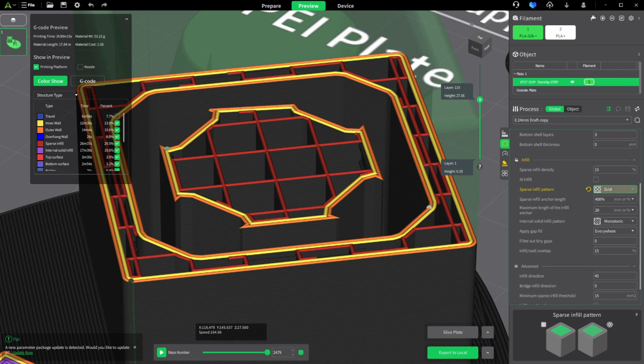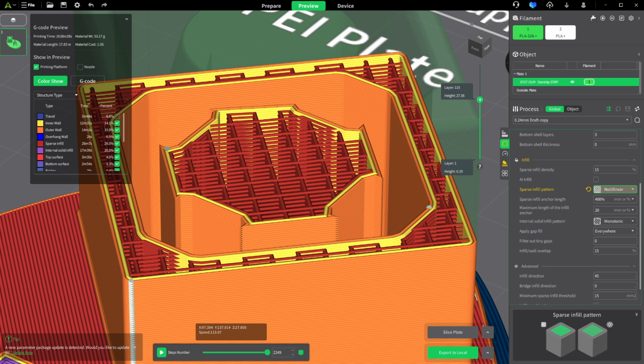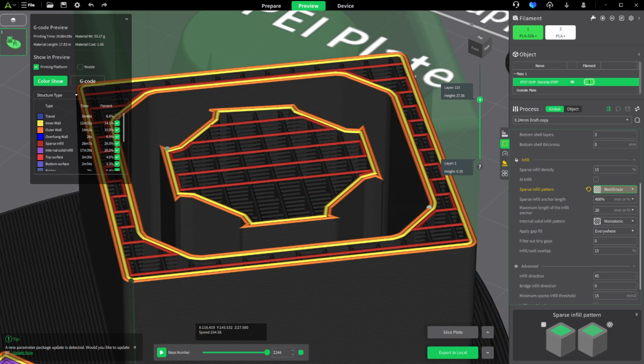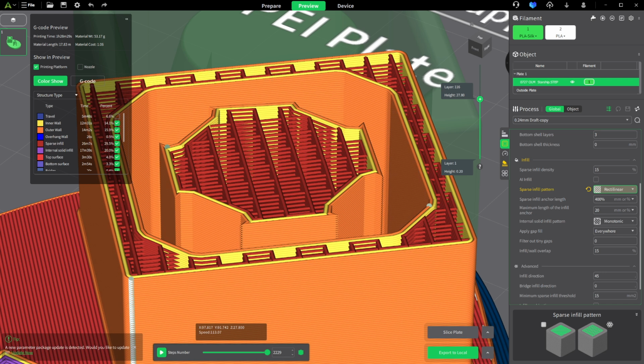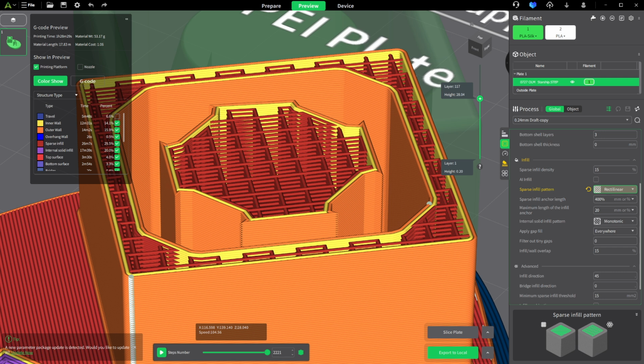Whereas if I go to rectilinear and then I slice it, you can see it's alternating from layer to layer. If I go to one layer, this layer is only doing the horizontal lines here, and if I go up to the next layer, then this one is only doing the vertical lines here. But anyway, you can see that it's alternating layers, so that's what makes it different.